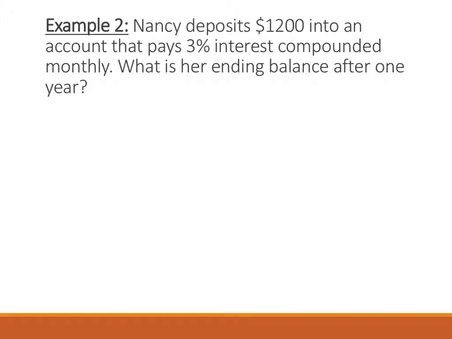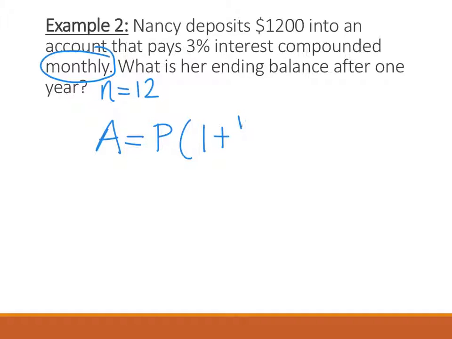Nancy deposits $1,200 into an account that pays 3% interest compounded monthly, and we want to know her ending balance after 1 year. We'll first recognize that if I'm compounding monthly, this gives me an N value of 12 because there are 12 months in a year. I'll set up the formula. A is equal to principal times 1 plus interest rate divided by number of times that I'm compounding in a single year raised to the NT power.